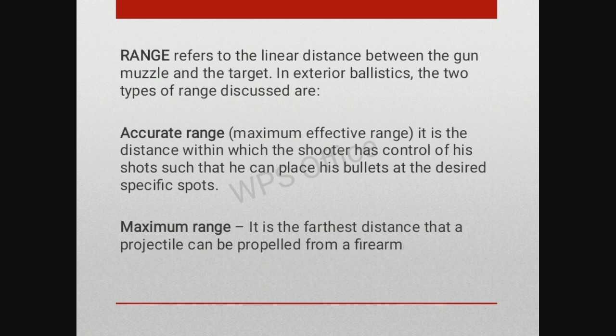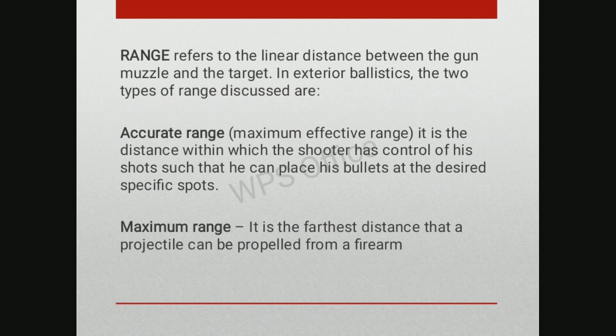The maximum effective range or accurate range refers to the specific distance of the target to the shooter wherein the firer has direct control over where he wants to hit, what part of the target he wants the bullet to strike. So while he still has control, that is what we call the accurate range. What the shooter can hit where he wants to, that is considered the accurate range.